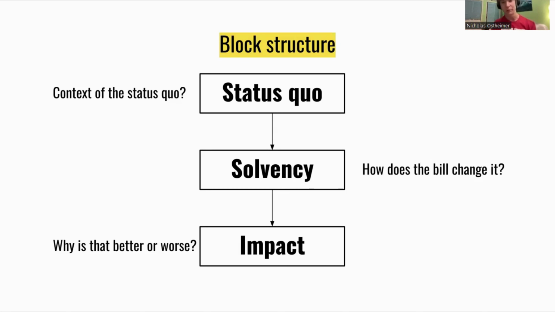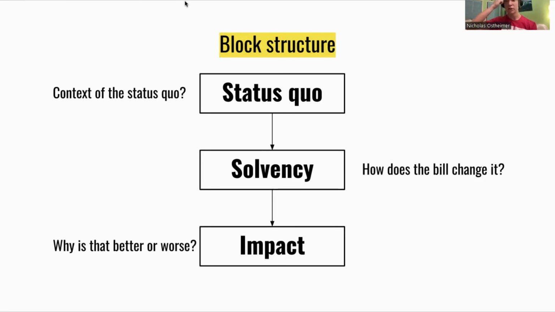Of course, if you're an affirmation speech, you're going to be saying that the bill might solve a problem in the status quo, and the benefit of that is your impact. Or if you're a negation speaker, you might talk about why something is already bad in the status quo, how the bill actually makes it worse, and why that's a negative impact compared to the affirmation.